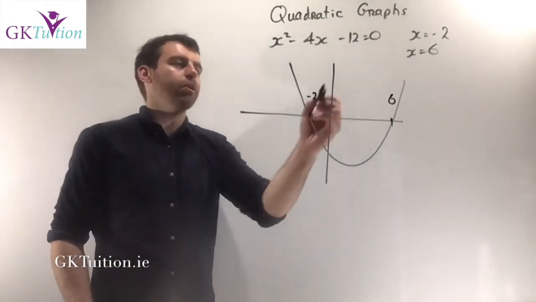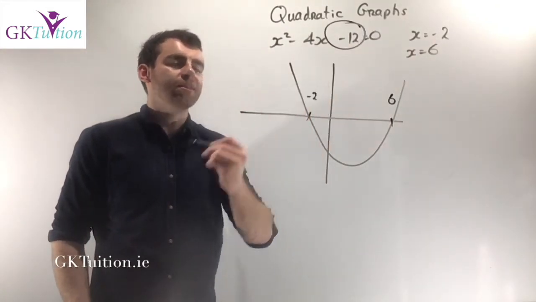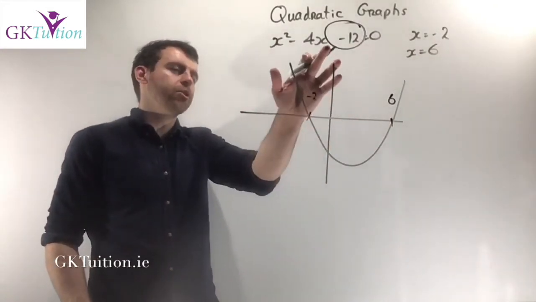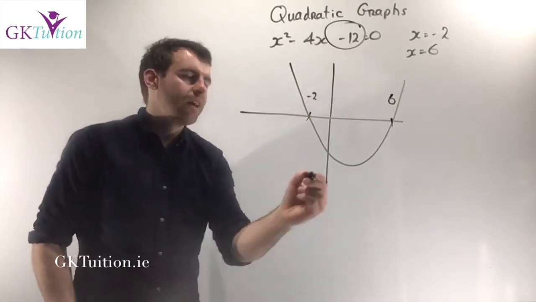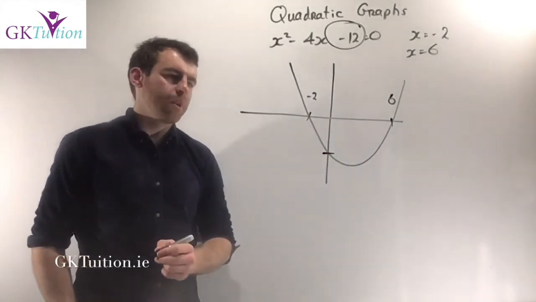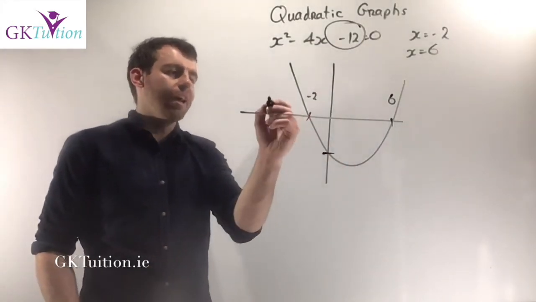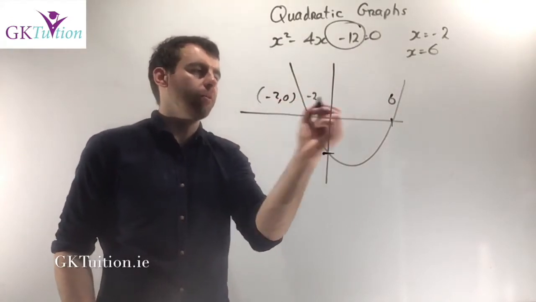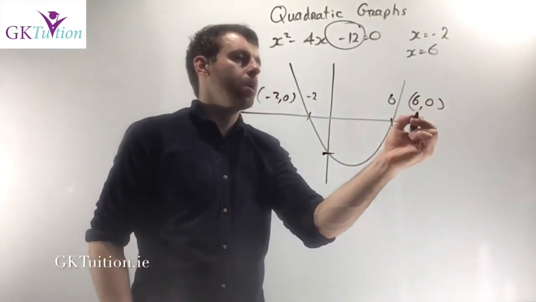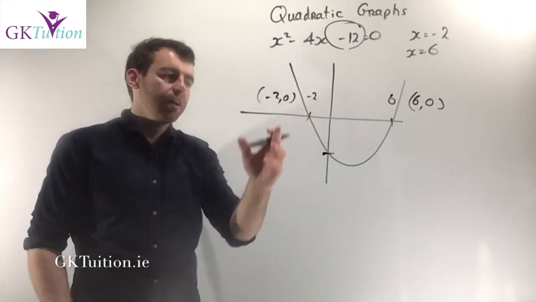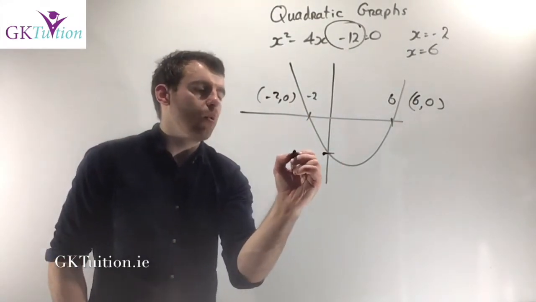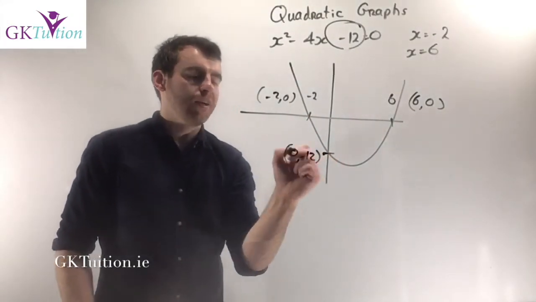But I also want to point out to you the relevance of the constant at the end. Remember from junior cert that the constant at the end tells you the y-intercept. I know that the points where it crosses the x-axis would be (-2, 0) and (6, 0). But if there's a -12 here, that also tells me that it crosses the y-axis at (0, -12).